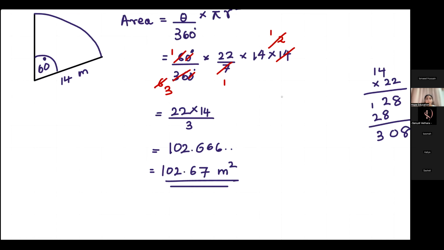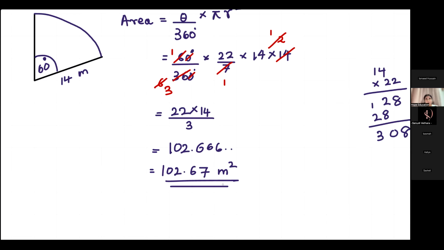Is this clear to you? Miss, don't we write 102.6 and finish? If you want to, you can just finish it there. So generally, in O-levels, you get 7 because we round it off. Okay, I'll come to that.